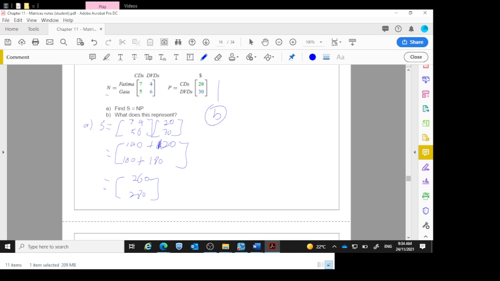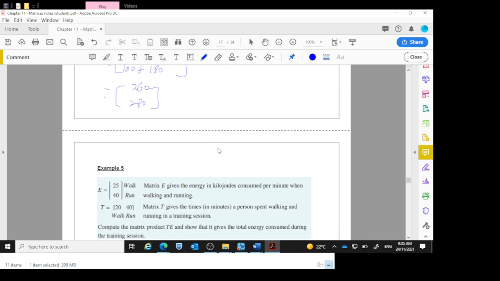Part B, what does it represent? Now remember, we are doing this times this, so we're doing the cost for Fatima and we're doing the cost for Gaia respectively. So this is the total cost, respectively, for Fatima and Gaia. So the total cost for each person.